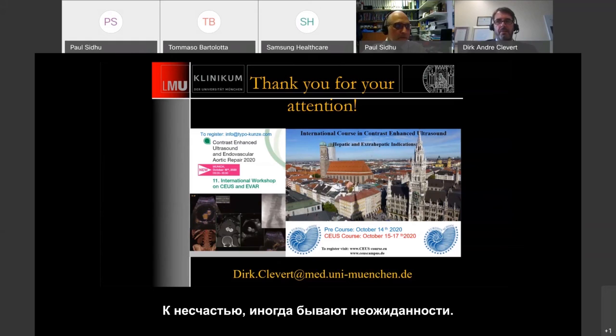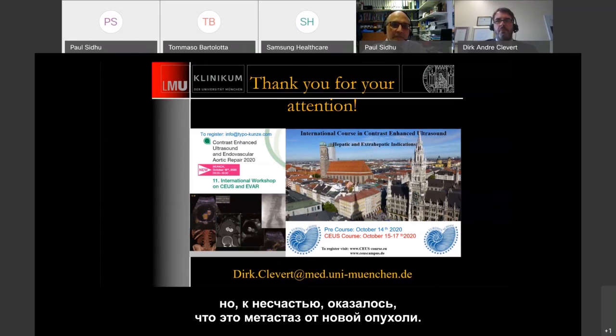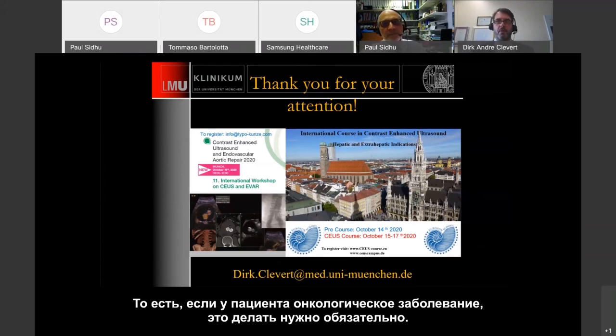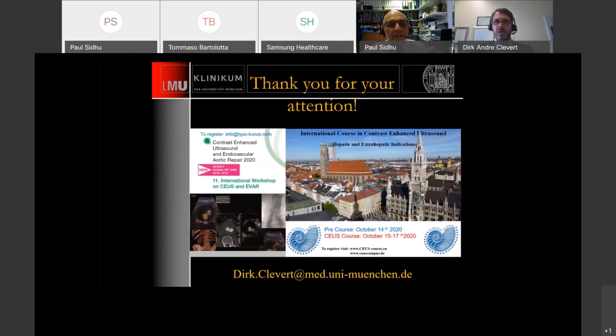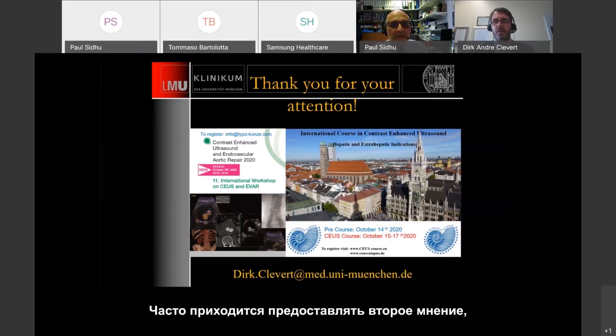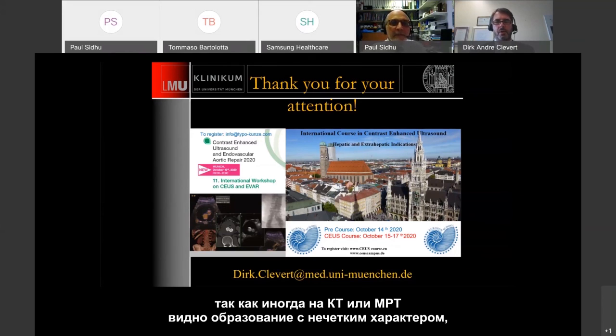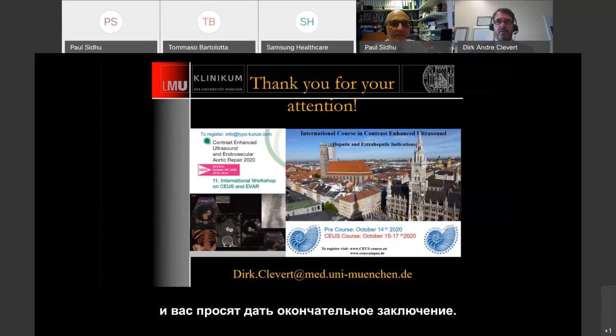Unfortunately, I was also sometimes surprised. It looks like a hemangioma, but unfortunately it was a mass from a neuroendocrine tumor. So if a patient has oncologic disease, you have to do this. If the patient was treated, in order to detect recurrence, it is an advantage. Often you have to work as a second opinion because sometimes you find an unclear lesion detected by CT or MRI, and then they ask you to give a final diagnosis.